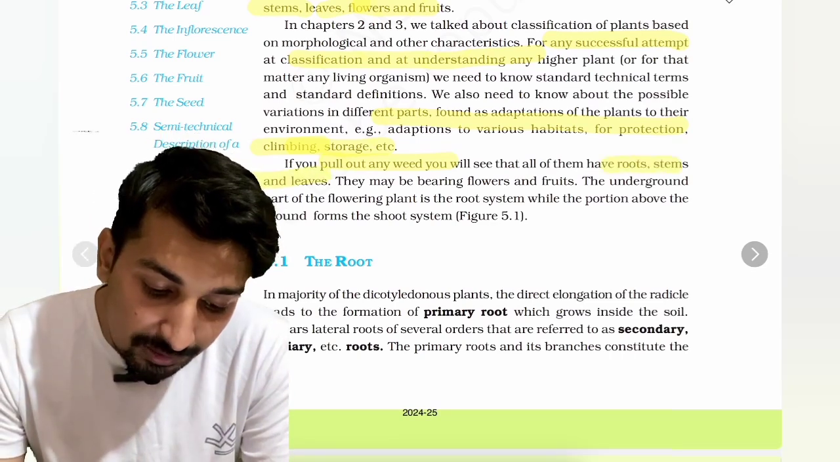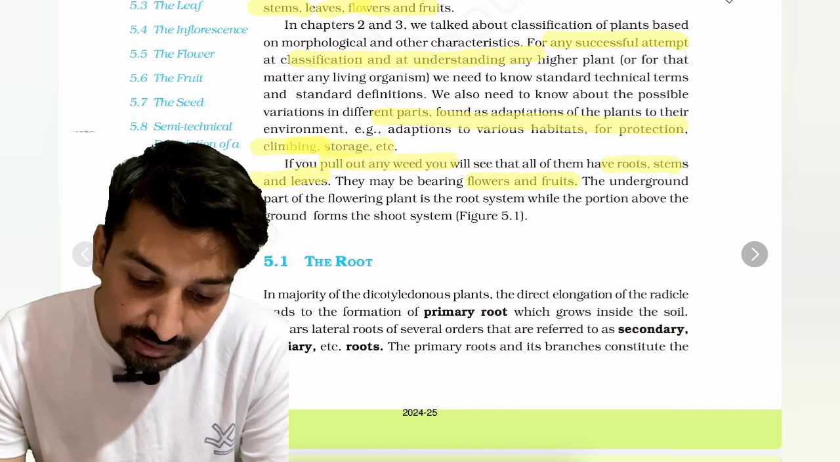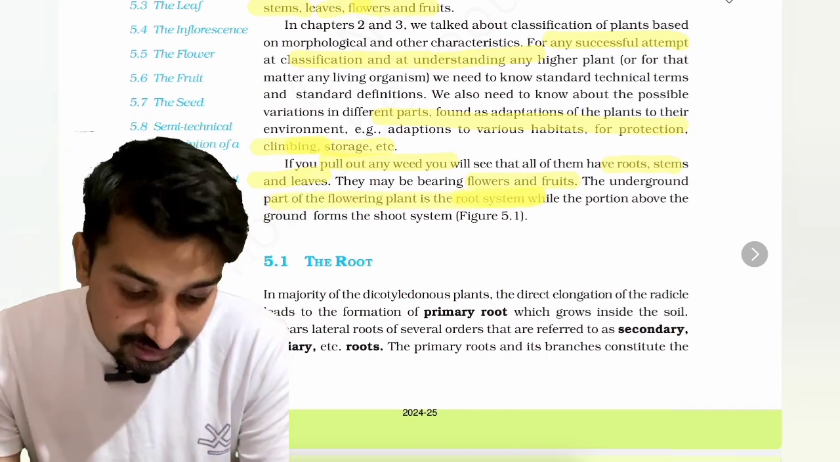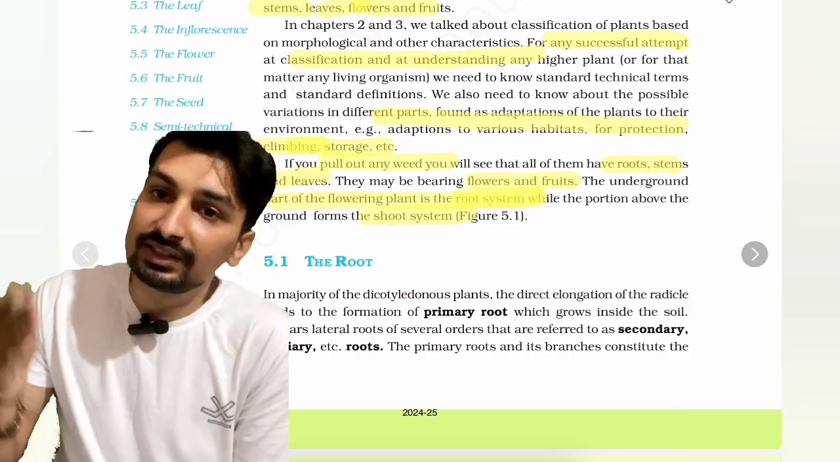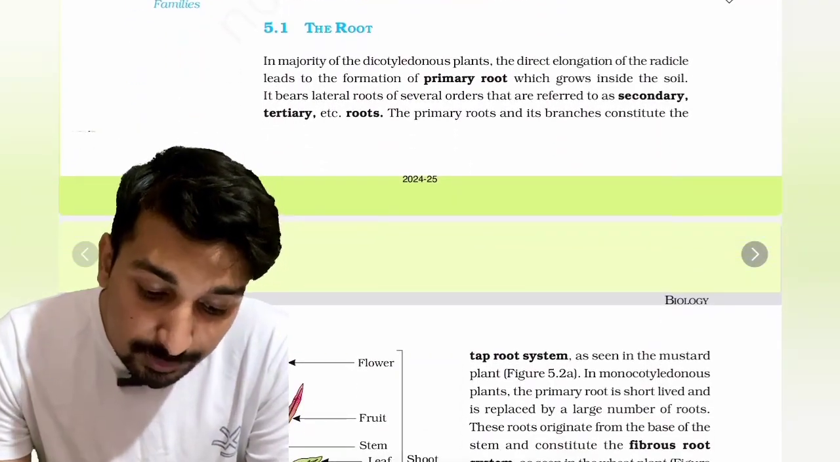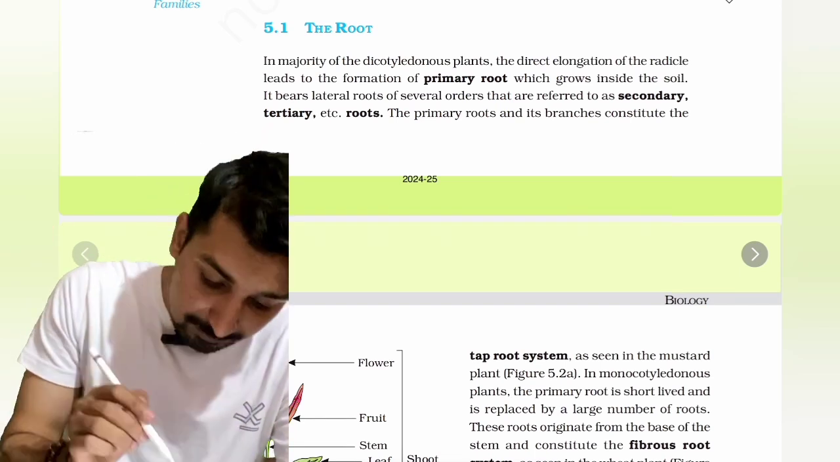The underground part of the flowering plant is called the root system, while the portion above is called the shoot system. Next, the root. First we'll study about the root, then we are going to study the shoot system. So there is the primary root. Primary root means the main root.